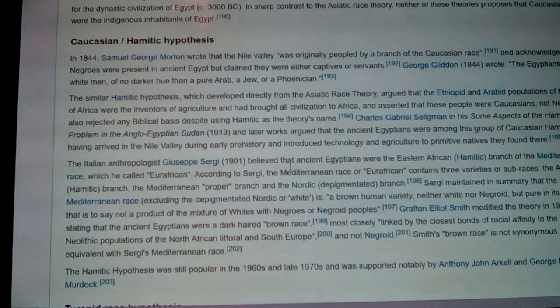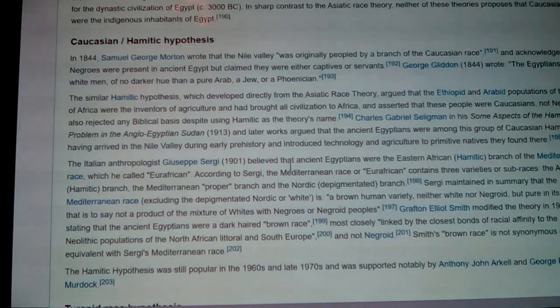Charles Gabriel Seligman, in Some Aspects of the Hamitic Problem in the Anglo-Egyptian Sudan in 1913, and later works, argued that the ancient Egyptians were among this group of Caucasian Hamites, having arrived in the Nile Valley during early prehistory and introduced technology and agriculture to primitive natives they found there.